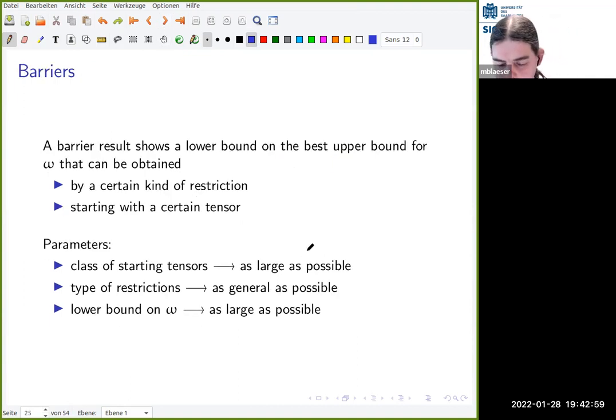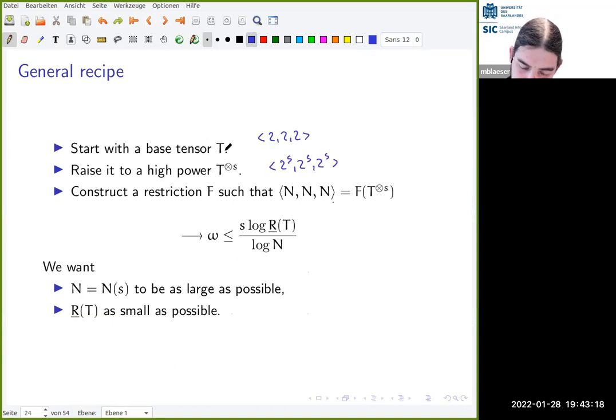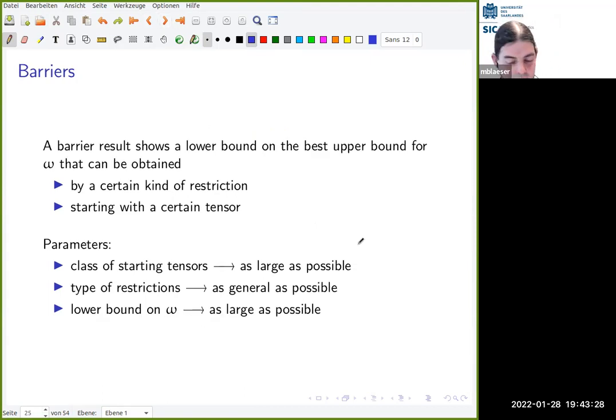The barrier result now shows you a lower bound. Unfortunately not on omega, but a lower bound on the best upper bound that you can obtain if you start with a certain kind of restriction and a certain tensor. So here is the choice that we can make: we can choose the tensor, and we can choose this restriction here. These are our design parameters in the design of fast algorithms.